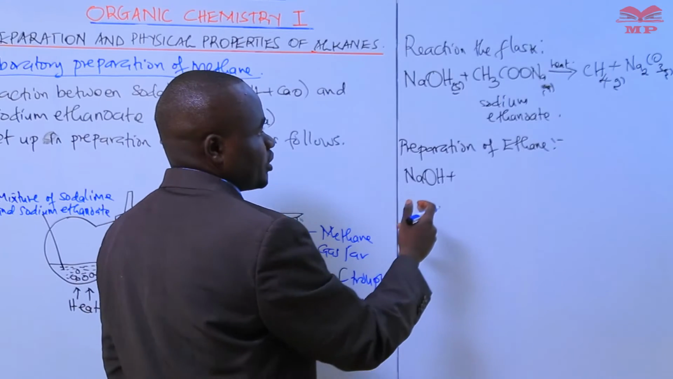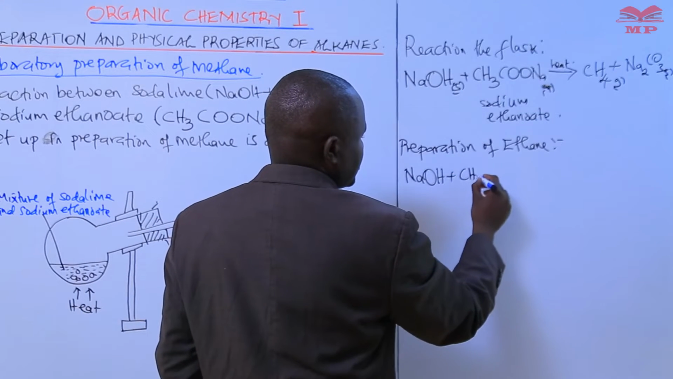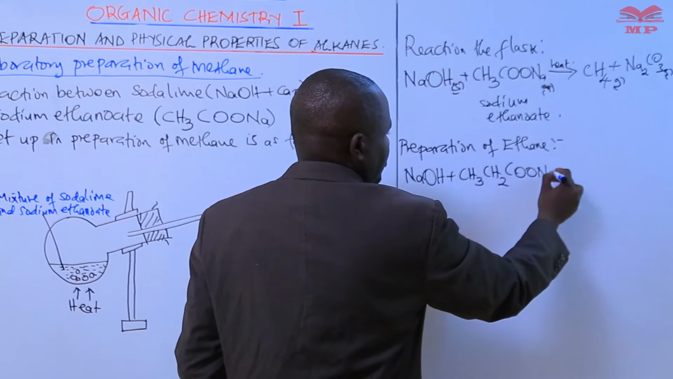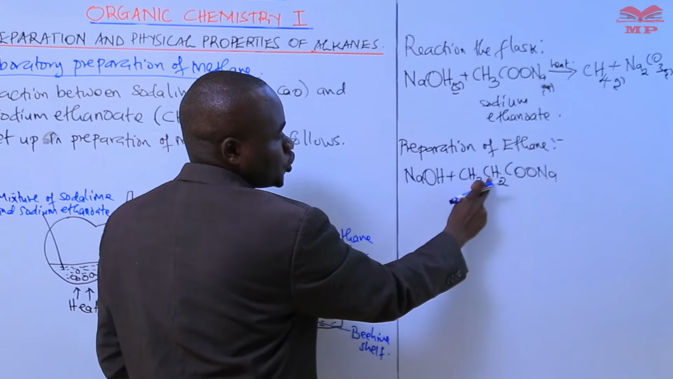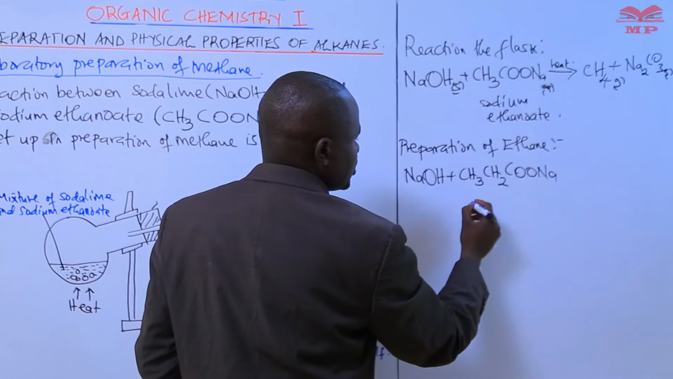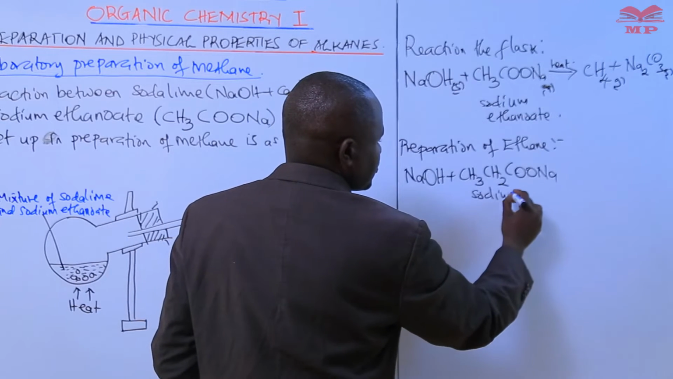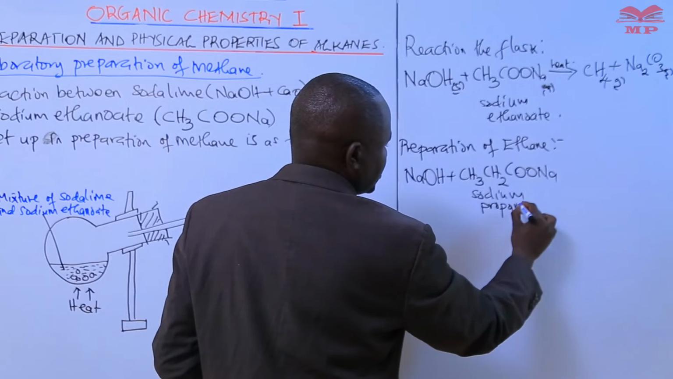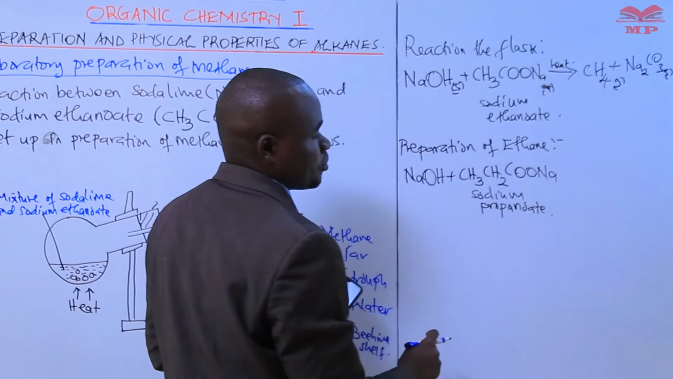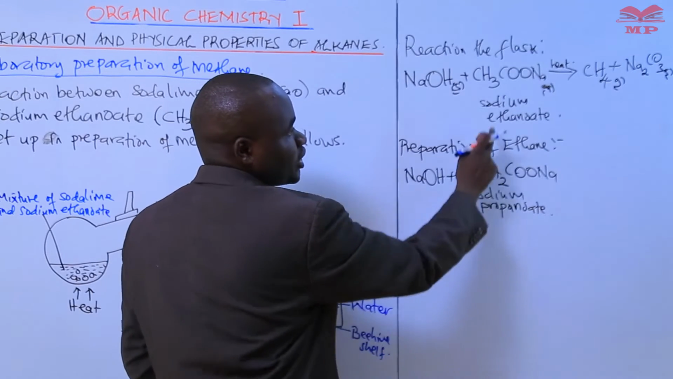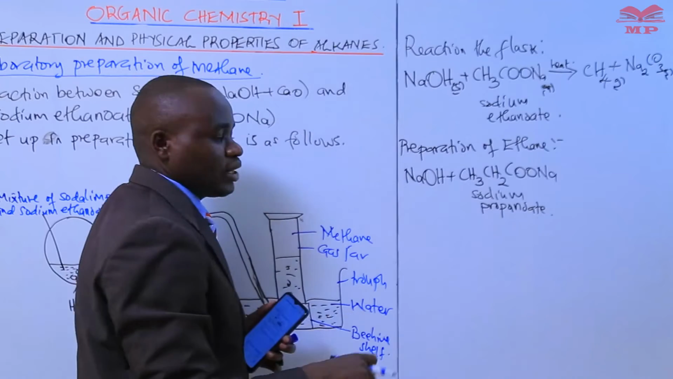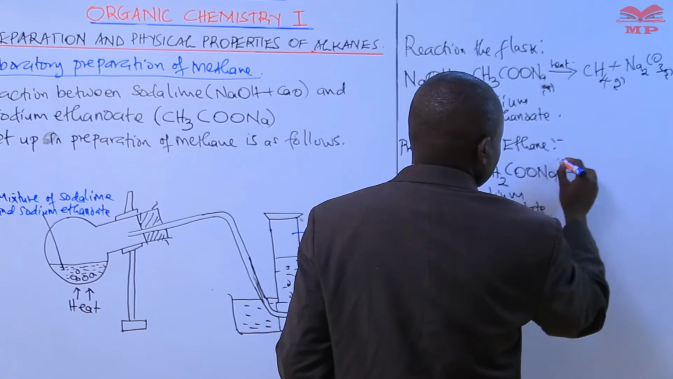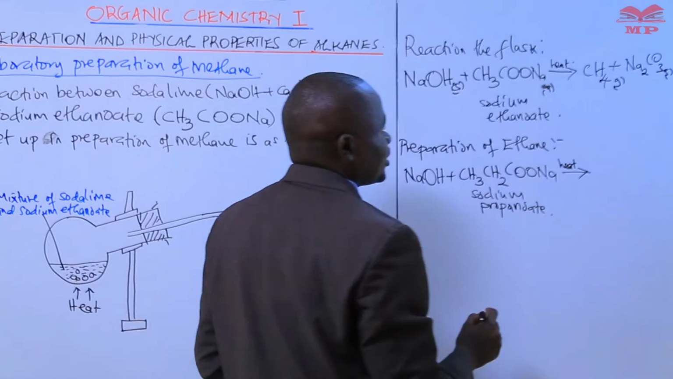So these are right, sodium propanoate. This is CH3. Then we have CH2, and then we have COONa. We have 3 carbon atoms. 1, 2, 3. So this one is called sodium propanoate. Yes, it's sodium propanoate, because it has 3 carbon atoms. The one that has 2 is called sodium ethanoate. So the reaction occurs, of course, in the presence of heat.